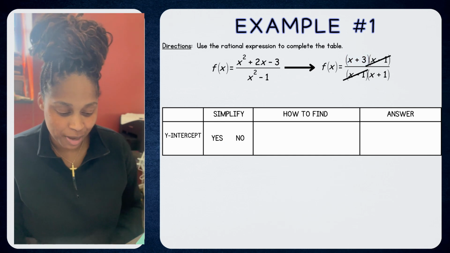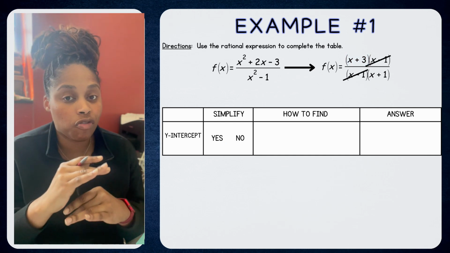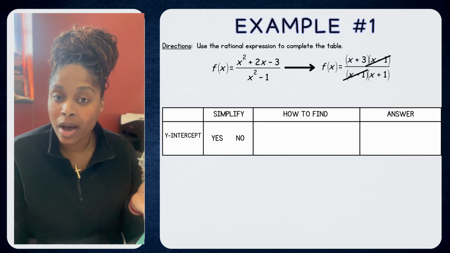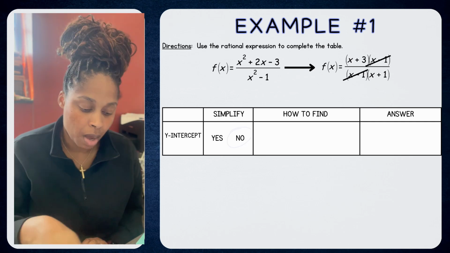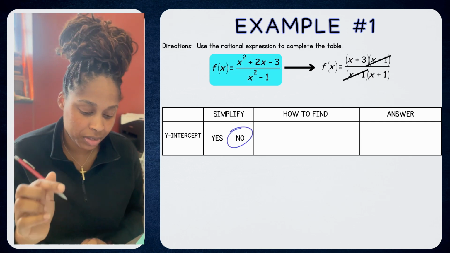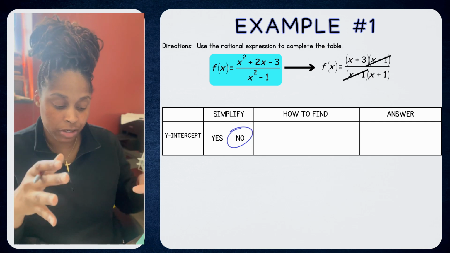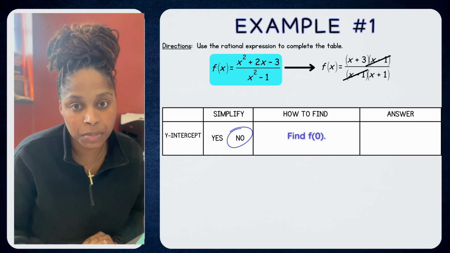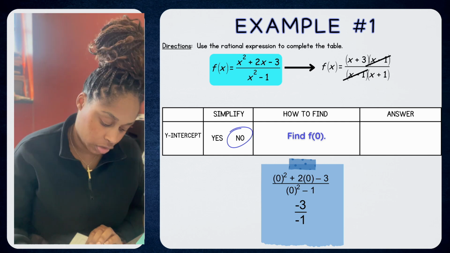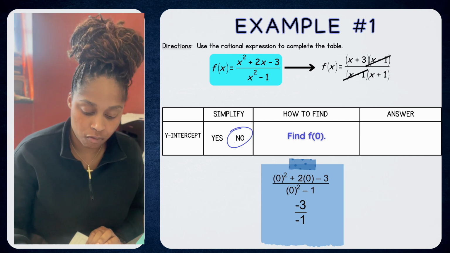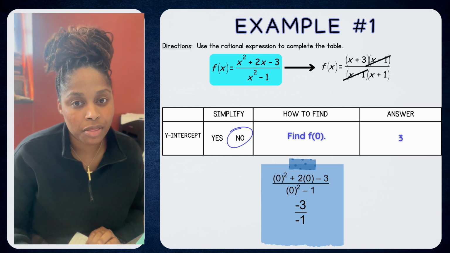Our y-intercept. So remember, our y-intercept is where it crosses the y-axis, or the value of y when x is 0. For this, we do not need to simplify. I'm going to use the original expression in order to do this. So I'm not using the factored expression. I'm using the original. So every place that I see an x, I'm going to put a 0. And basically, you're just going to be left with the constants at the end. Your y-intercept is going to be -3 over -1, which equals just 3.